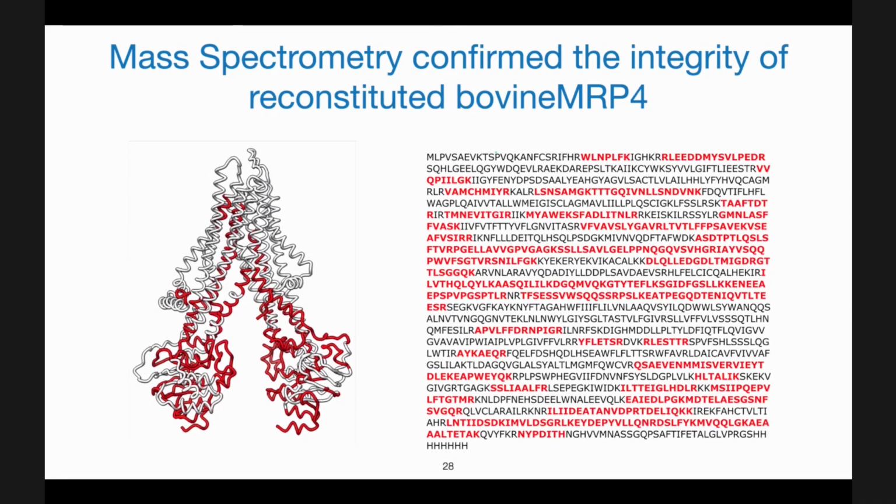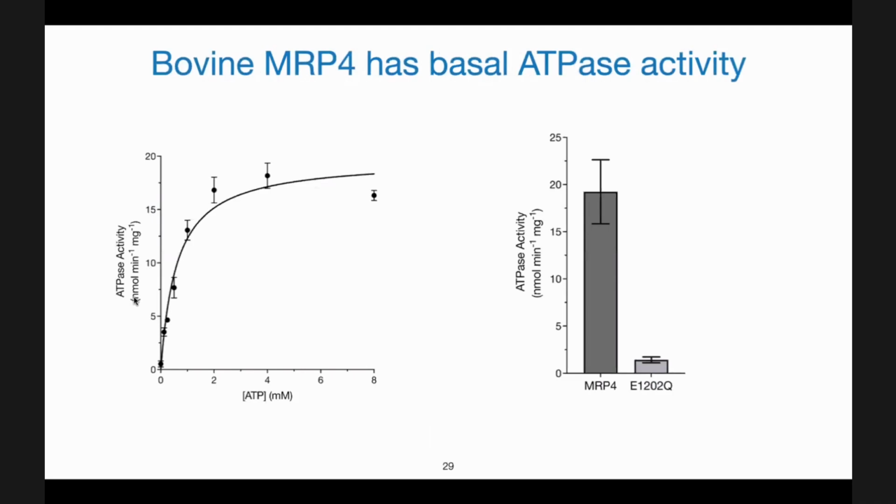How fast does the MRP4 catalytic cycle occur? That's a very good question. So here is the basal activity. It depends obviously upon ATP concentration. At the higher concentration, it can hydrolyze 20 nanomoles per minute per milligram of your protein. That seems relatively quick, I think, but I don't have that good of a feel for it. So 20 nanomoles of ATP will be converted per minute per milligram of the protein.